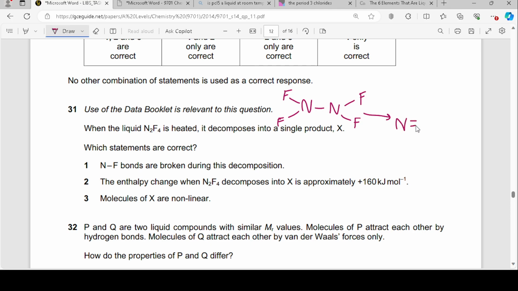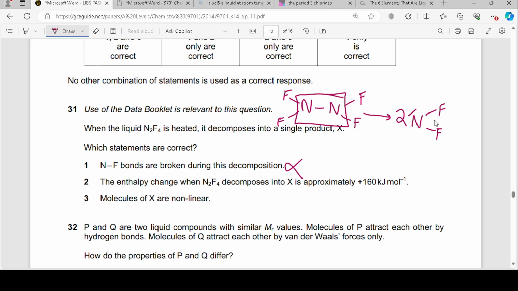I guess it could be something like NF2 maybe, I think. 2 NF2. Does that make sense? Maybe 2 NF, I don't know if that's a very likely product, because nitrogen is forming 2 bonds, but then you would have a lone pair or something, right? So maybe it is a likely product. I don't know honestly. But anyways, are NF bonds broken during this decomposition? Well, according to me, it seems like the NN bond is definitely breaking, but not really the NF bonds. I'm going to say one is wrong. The enthalpy change when N2F4 decomposes into X is approximately plus 160 kilojoules per mole.